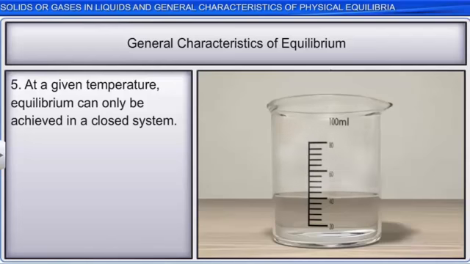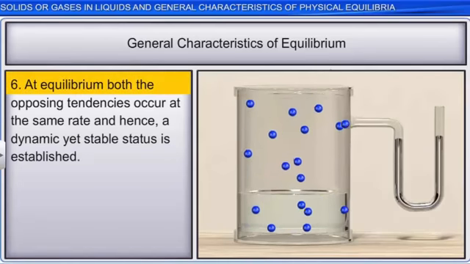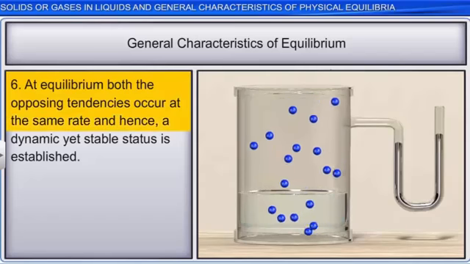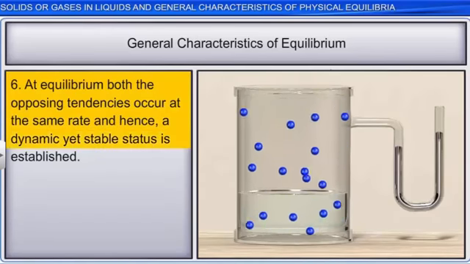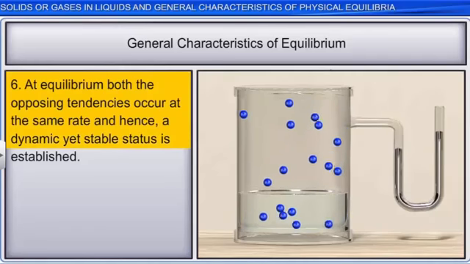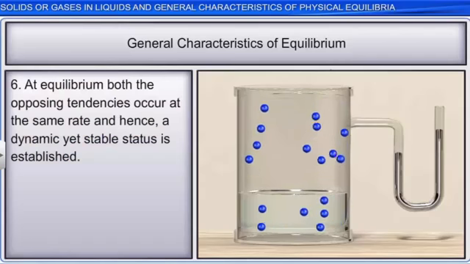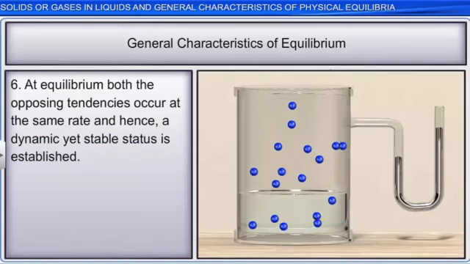At equilibrium, both the opposing tendencies occur at the same rate, and hence, a dynamic yet stable status is established. For example, for water at a given temperature in a closed vessel at equilibrium, the rate of evaporation is equal to the rate of condensation.